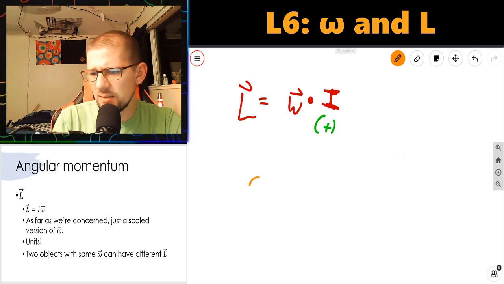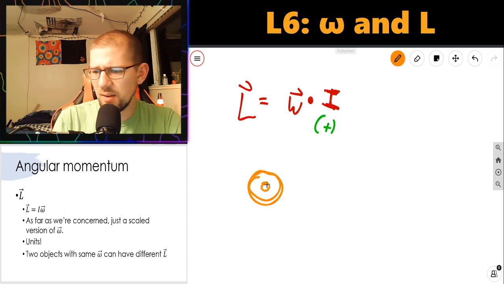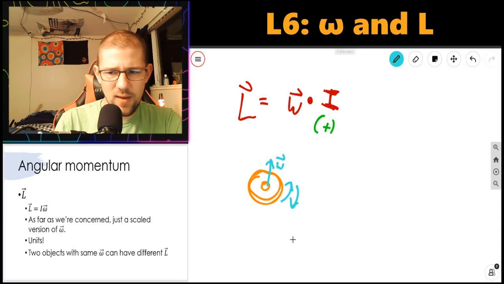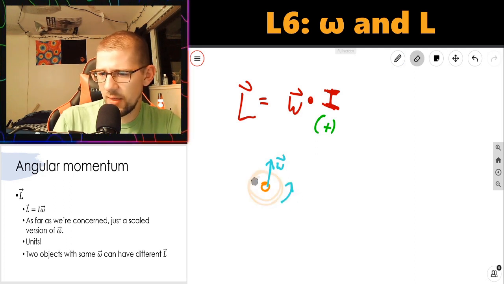If I have my rotating disk, it is rotating with some speed, some angular velocity omega. Intuition check. If omega is pointing up, am I going clockwise or counterclockwise as viewed from here? So this is counterclockwise. This is clockwise. Which direction is it? This one. It's rotating this way.